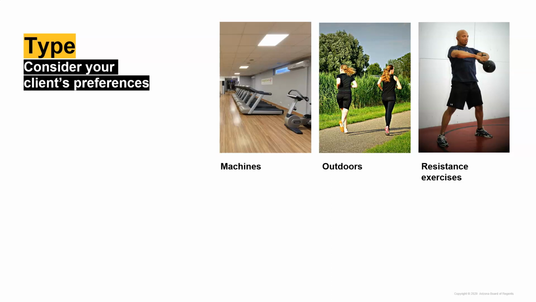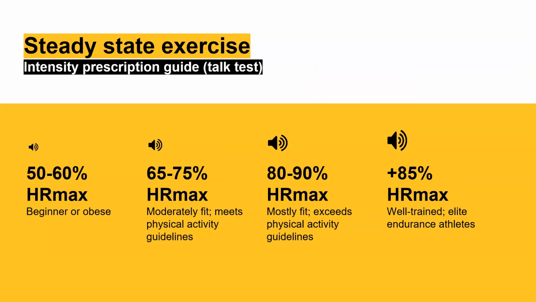Now that we've discussed exercise-related variables, we can talk about how you use those variables to prescribe different types of exercise. The first type of exercise you can prescribe is steady state. Steady state exercise is cardiovascular exercise that maintains a consistent or near consistent intensity for the duration of the routine. For beginners or clients who are overweight, an appropriate intensity would be 50 to 60% of heart rate max.